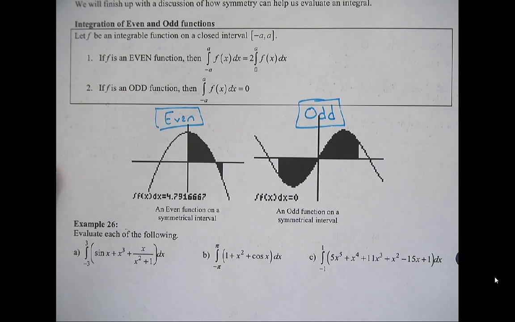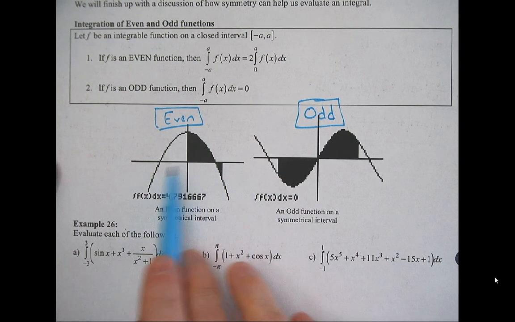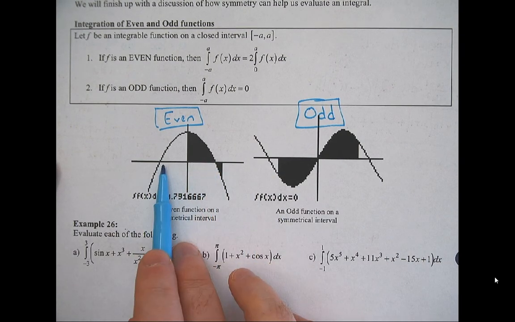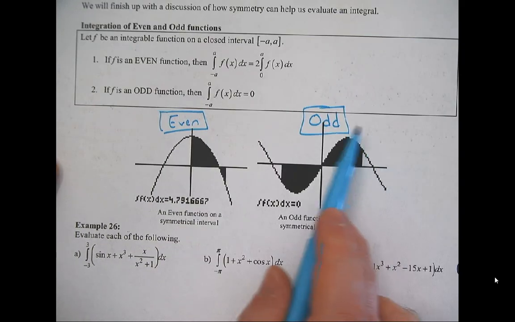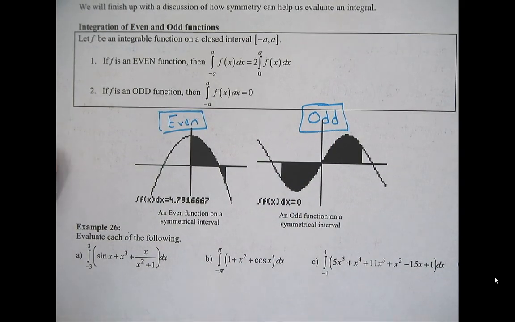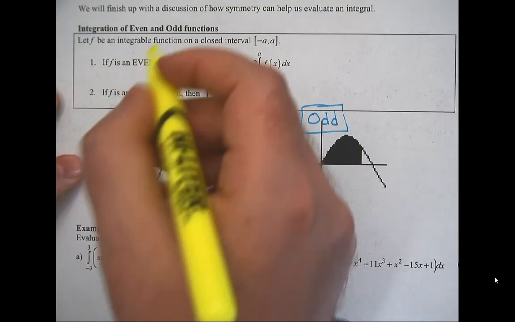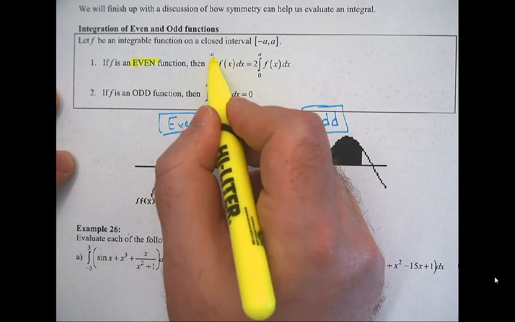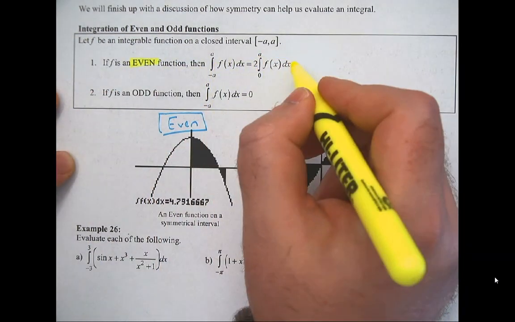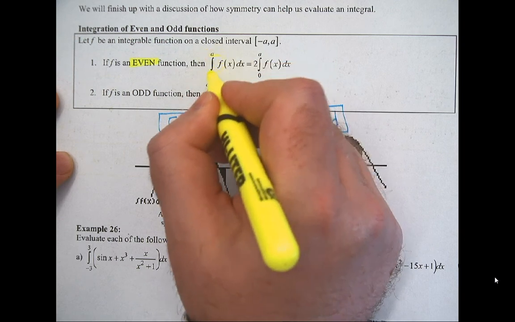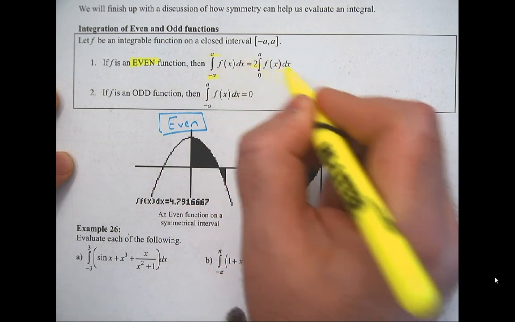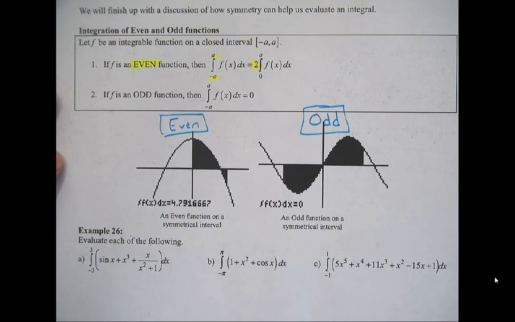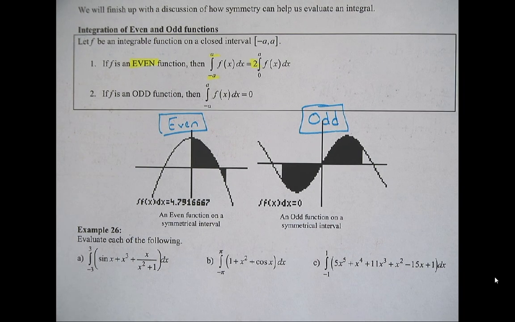It has symmetry, but it's rotational symmetry. An even function has reflective symmetry across the y-axis. Odd functions have rotational symmetry around the origin. So this little theorem makes sense here. If you have an even function and you're going from negative a to a, why does it make sense that that's the same as twice the area under the curve from 0 to a?